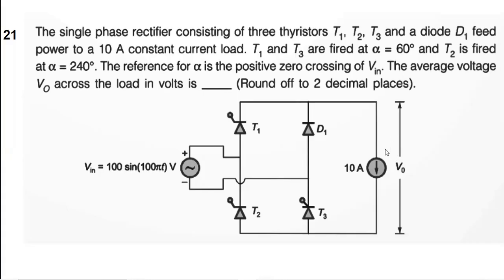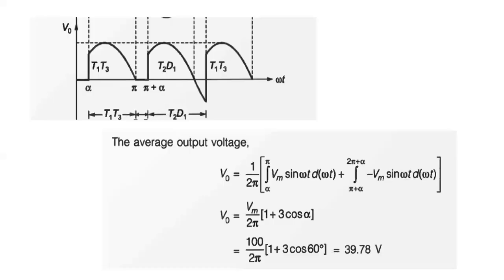At 2 pi, since the current is still 10 ampere and is not reaching 0, T2 will not get turned off. So T2 will continue its conduction along with D1. We will have the current path flowing through D1 and T2 until T1 and T3 are fired again at 2 pi plus alpha. Until then, V0 will follow minus Vm sin omega t. So the waveform will be this one.